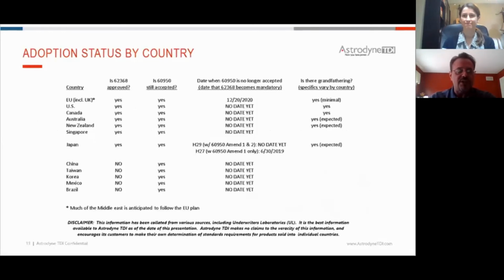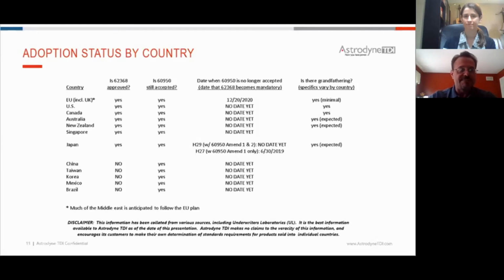So here's a short list of countries around the world and their status regarding 62368. So you can see the top group, those are all countries that have approved the 62368 standard and are accepting it as of now. And in the bottom, countries like China, Taiwan, Korea, they are not yet accepting the 62368 standard. So for those countries in the lower half, you still need to ship a 60950 certified product into that country.